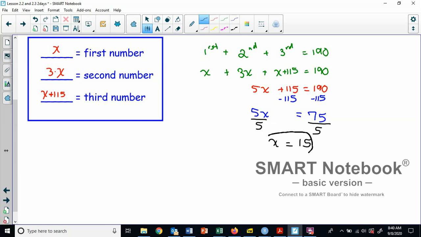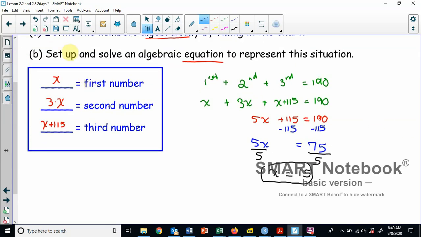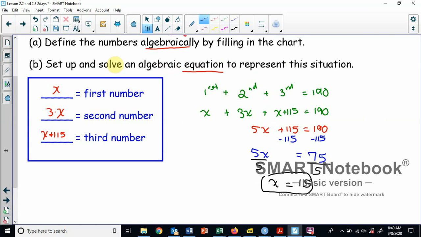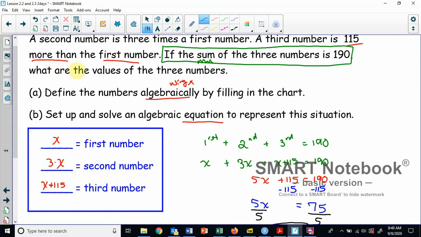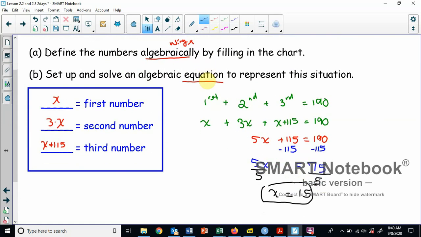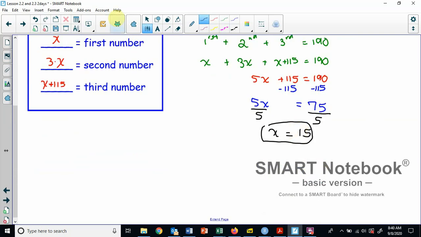Alright, awesome, we found x. What's the question, though? We have to make sure we answered the question. Solve. Okay, we did. Right here, what are the values of the 3 numbers? All I have is x. Could I find the 3 numbers? Yeah, actually I can. I can find all 3 numbers because I know how they all are related to x.